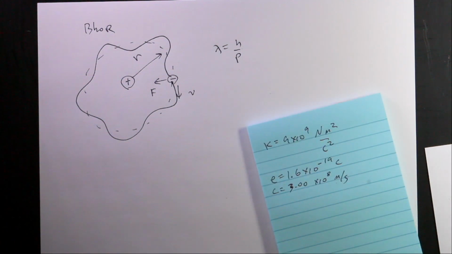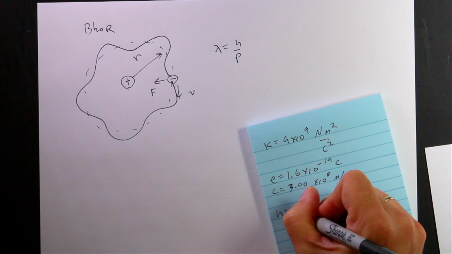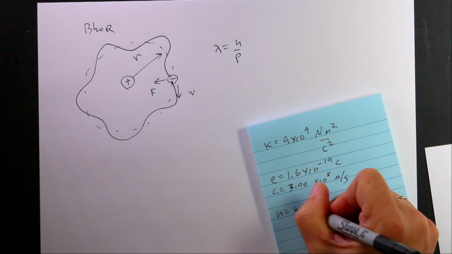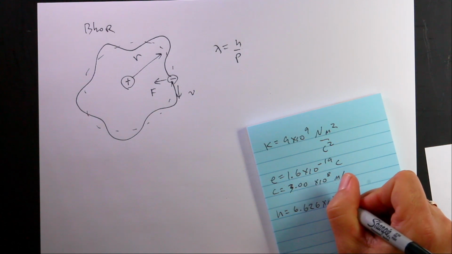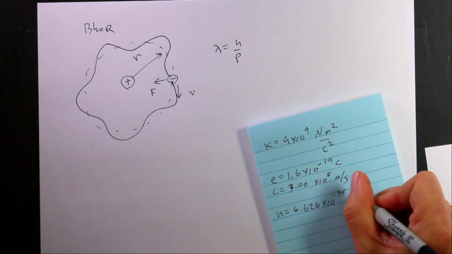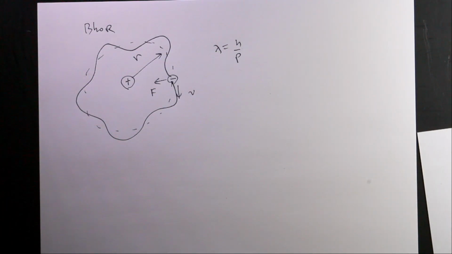But let's go ahead and write down Planck's constant. H equals 6.626 times 10 to the negative 34th joule seconds. Okay, there's Planck's constant.